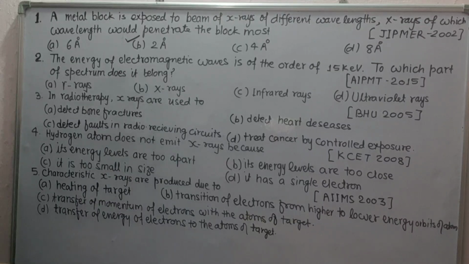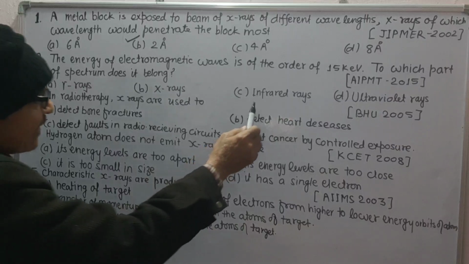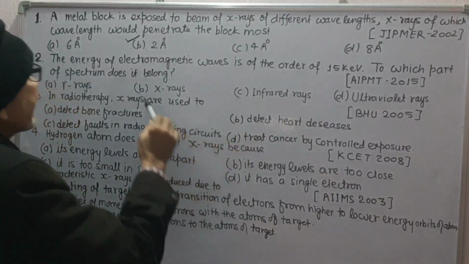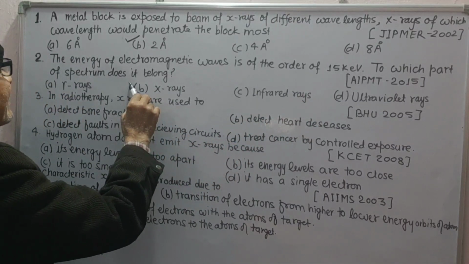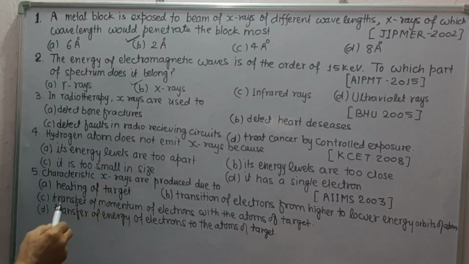Second question: the energy of electromagnetic waves is of the order of 15 kilo electron volt. To which part of the spectrum does it belong? As we know, the energy of X-rays ranges from 100 electron volt to 100 kilo electron volt. So, 15 kilo electron volt lies in the range of X-ray energy, hence the correct option will be B.